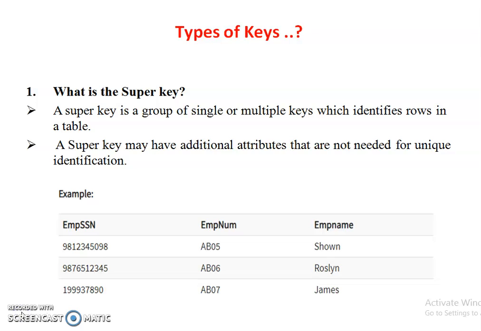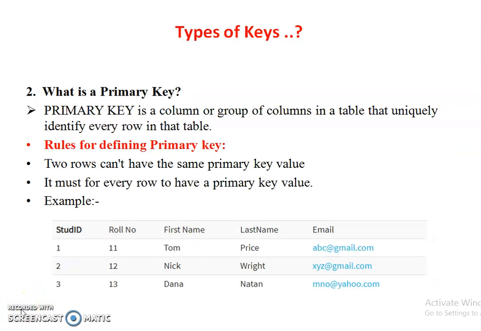The first key is the super key. A super key is a group of single or multiple keys which identify a row in a table. A super key may have additional attributes that are not needed for unique identification. See in this example, employee SSN and employee number. This employee SSN and employee number are a super key.